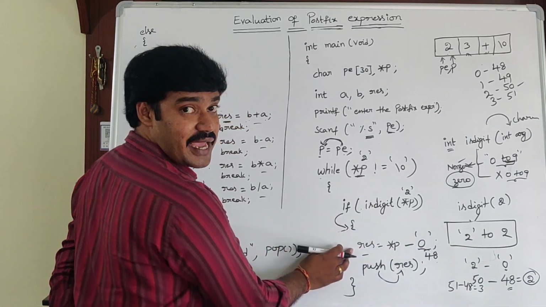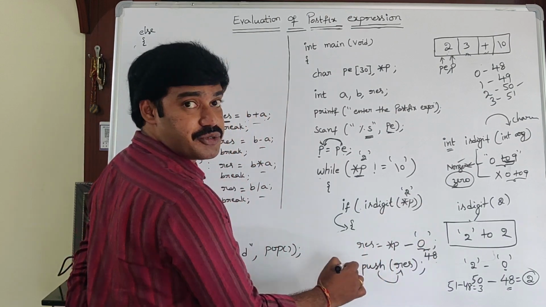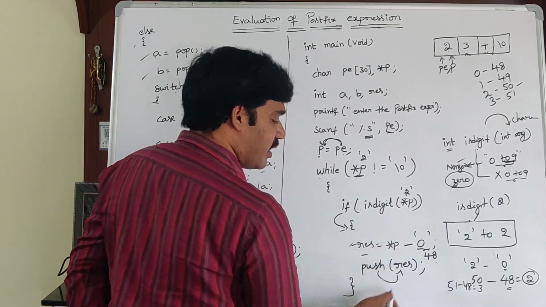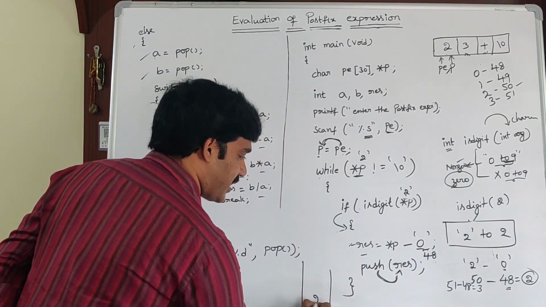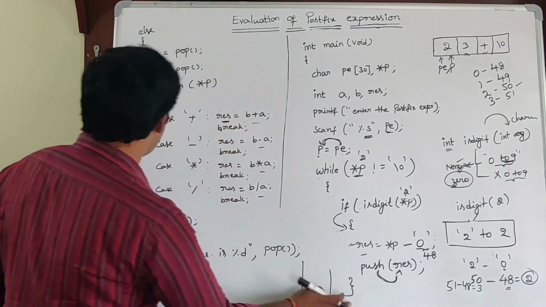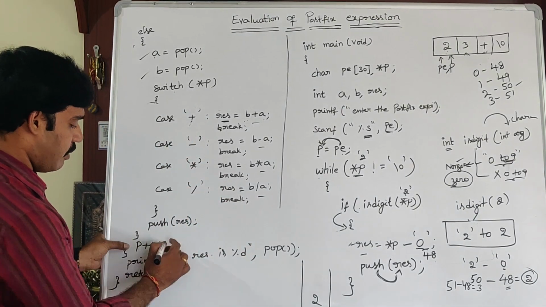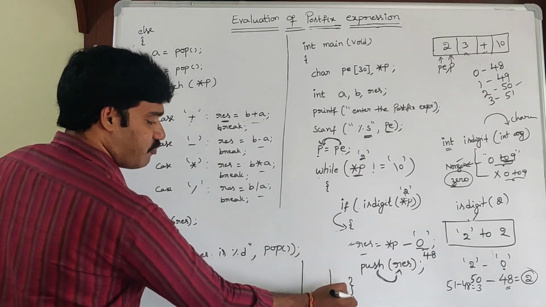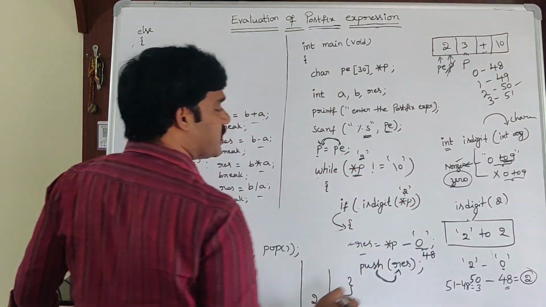So coming to the inside, how to convert this character constant 2 into the integer digit 2? By using this logic, and then push the result into the stack. So push 2 into the stack. The if block is executed, the else block will not be executed. Next one is p plus plus. So after the if block, p plus plus moves to the next memory location.